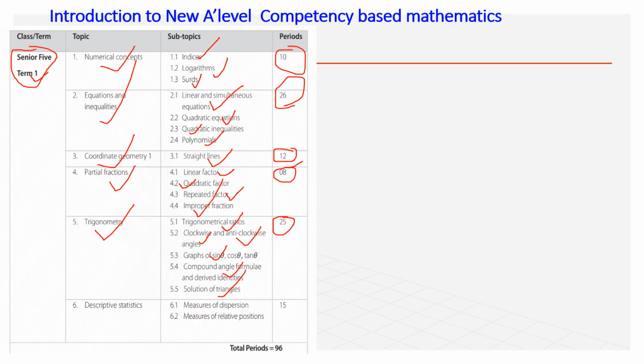Then lastly, under term 1 for senior 5, we shall have descriptive statistics, and this will accommodate the 2 subtopics that will be measures of dispersion and also measures of relative position. So this will mark the end of term 1, that is starting tomorrow. Others are starting on Monday.